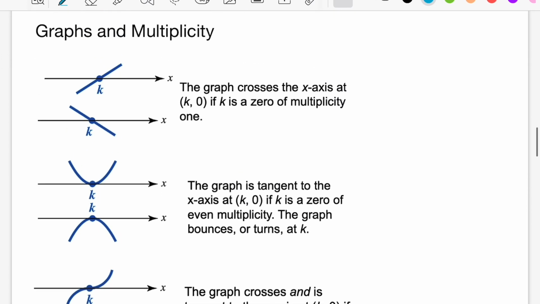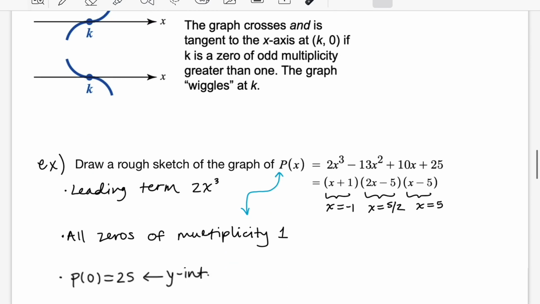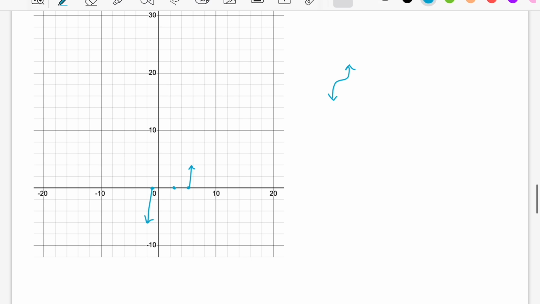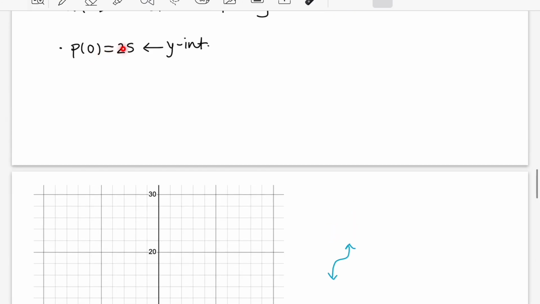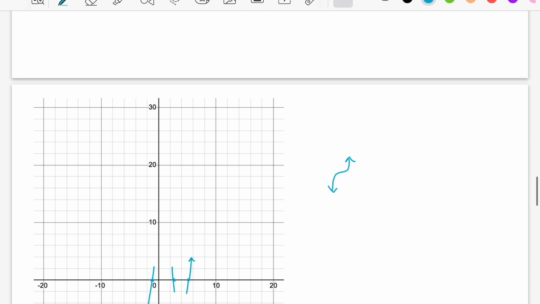We also know that when our graph crosses the x-axis at our zeros, it's going to look like this here. So at each of these points, our graph's going to look something like this. And the last piece of information we have is that our y-intercept is going to be 0, 25. So about that point there. So what we can do is connect these guys and get a rough sketch of our graph there.